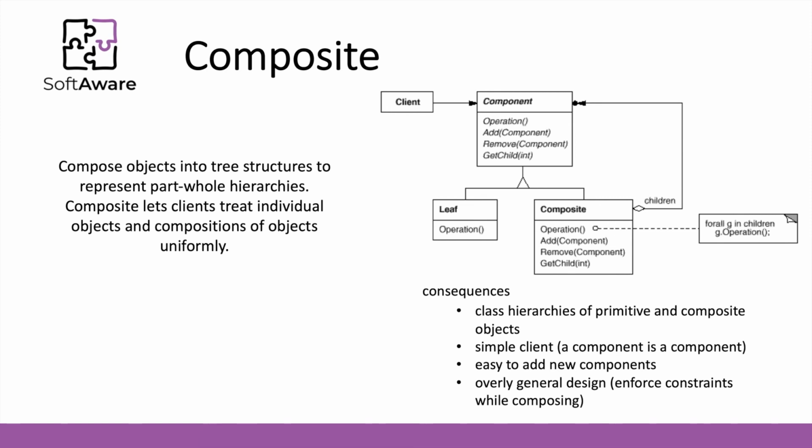The disadvantage of making it easy to add new components is that it makes it harder to restrict the components of a composite. Sometimes you want a composite to have only certain components. With composite, you can't rely on the type system to enforce those constraints for you. You'll have to use runtime checks instead.